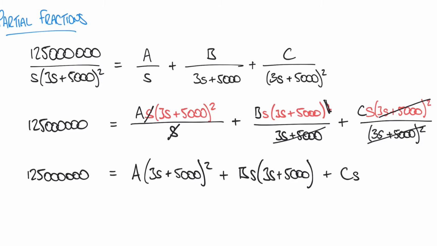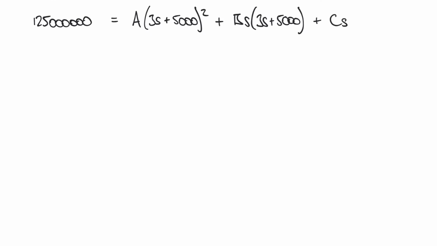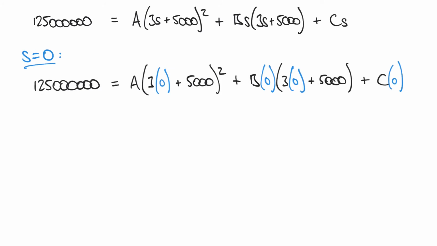And we can find the values for A, B and C by substituting different values for S. And so I'm going to start by substituting S equals 0. So wherever there's an S in the equation, now it's 0. We have something that looks like this. And the reason I've done that is because automatically two of my terms, the B term and the C term, are now going to be 0 because we're multiplying by 0 in each case.